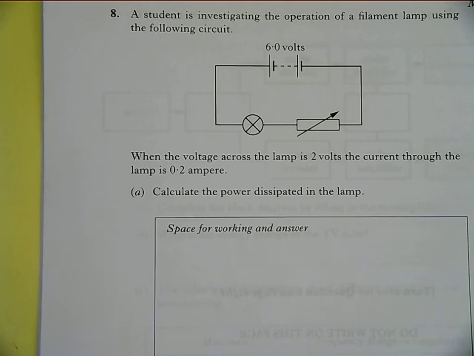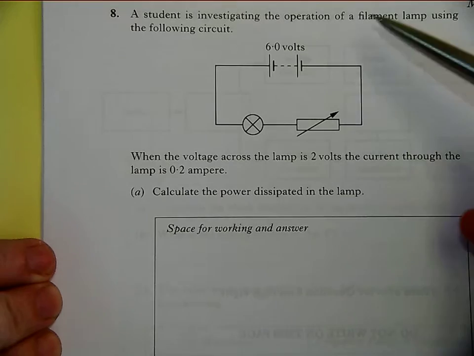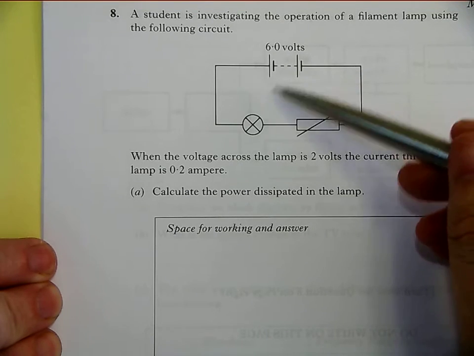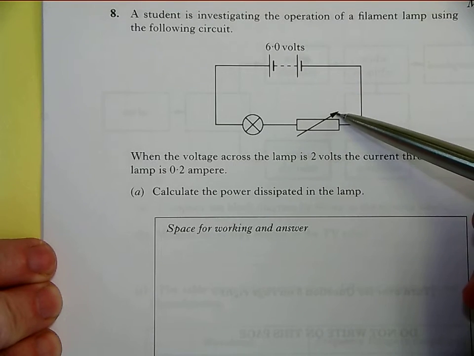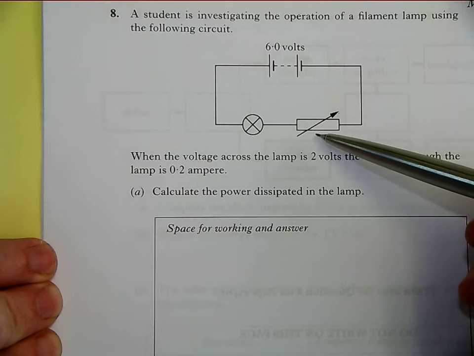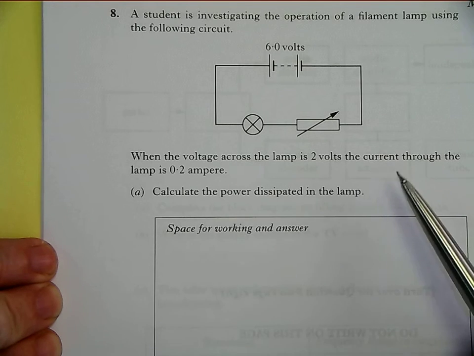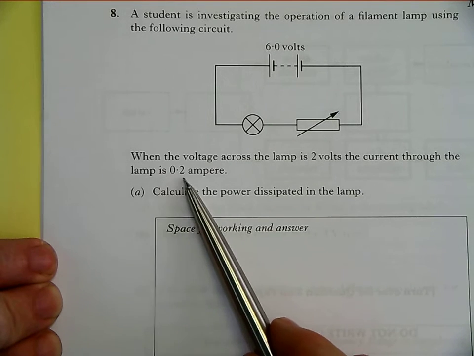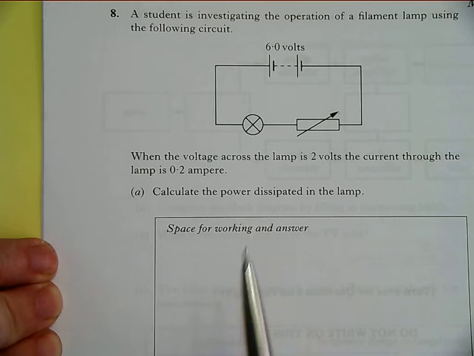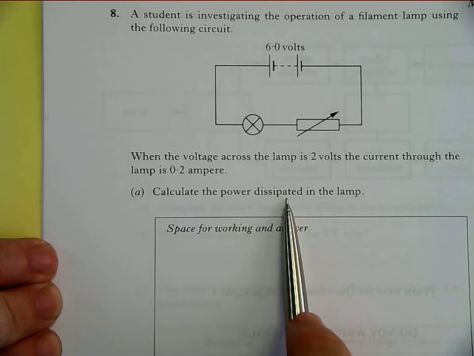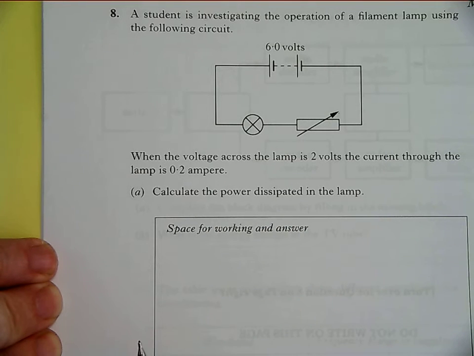Okay, a student is investigating the operation of a filament lamp using the following circuit. So we've got a 6-volt power supply, there's the lamp, and here is another component which you should recognise as a variable resistor. So when the voltage across the lamp is 2 volts, the current through the lamp is 0.2 ampere. You have to calculate the power dissipated in the lamp.